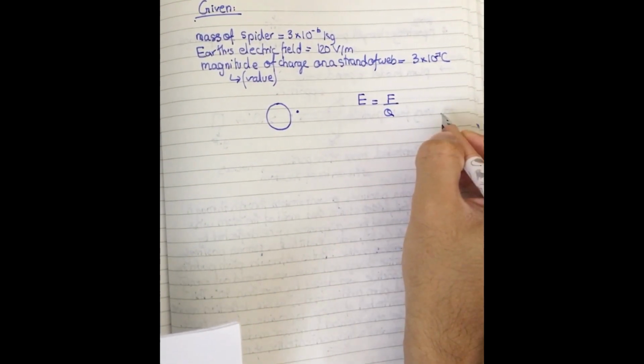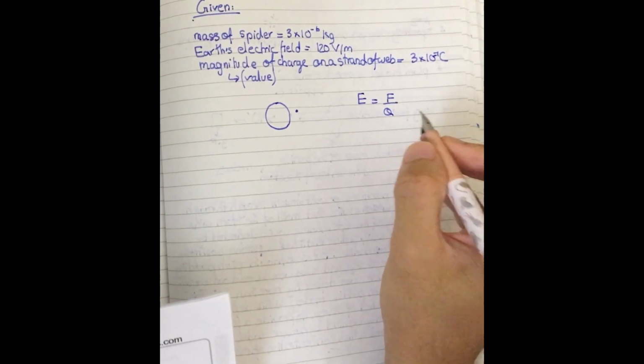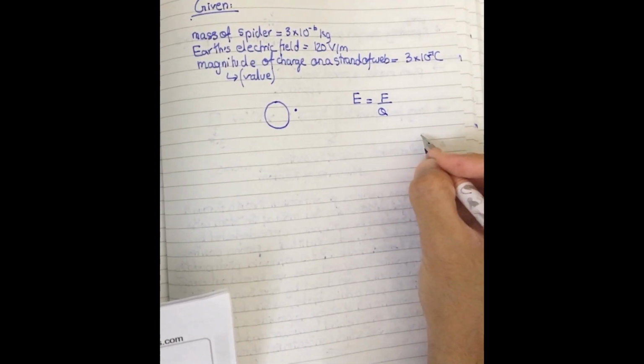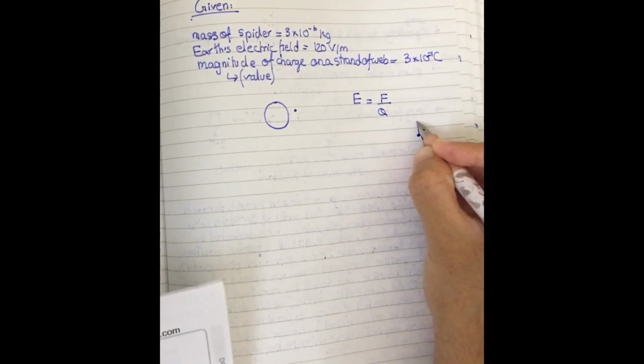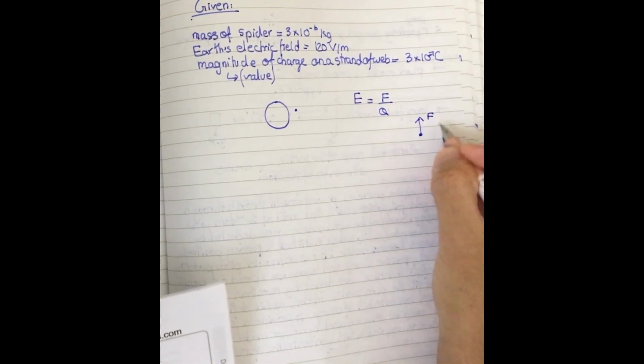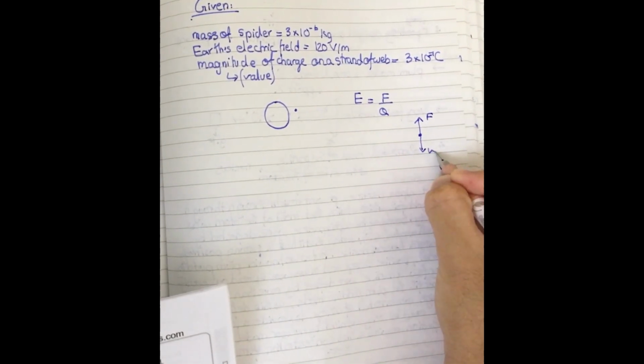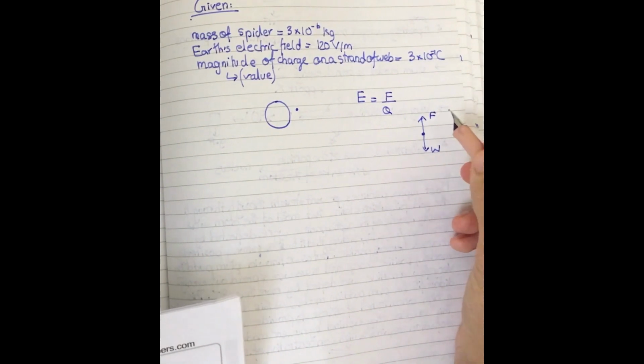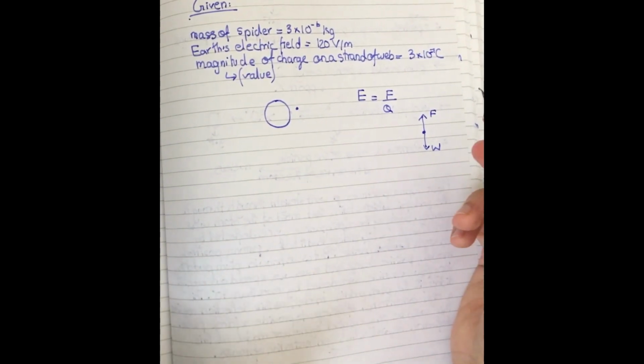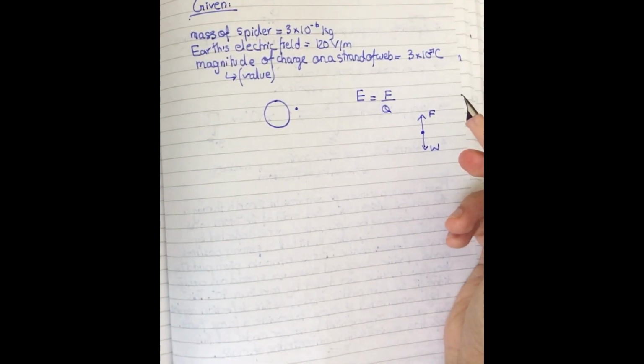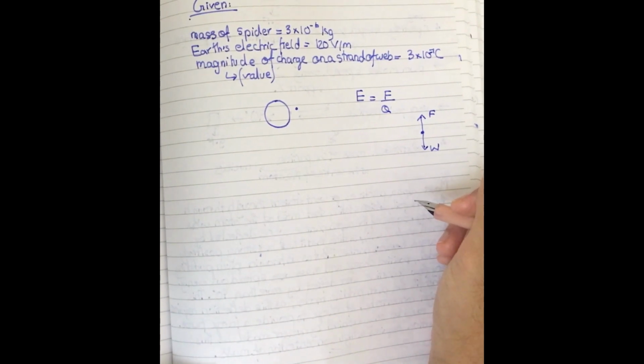And we know basically that the force on the spider is going upwards, right? But the weight is down, weight doesn't change. So we have to remember that the force on the spider is going up because it's repelling, but the weight is always down.